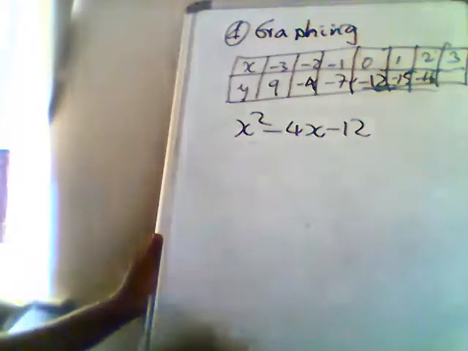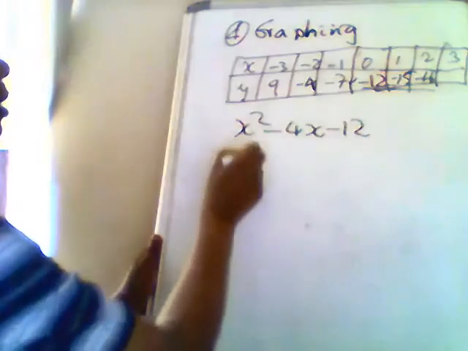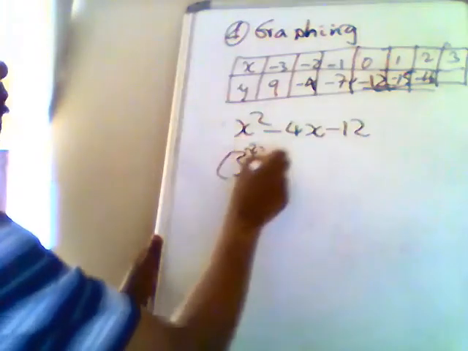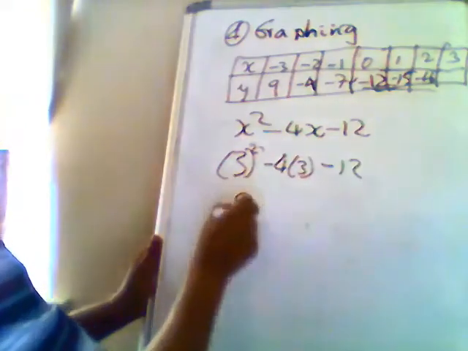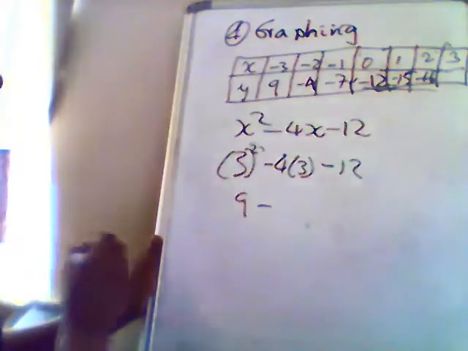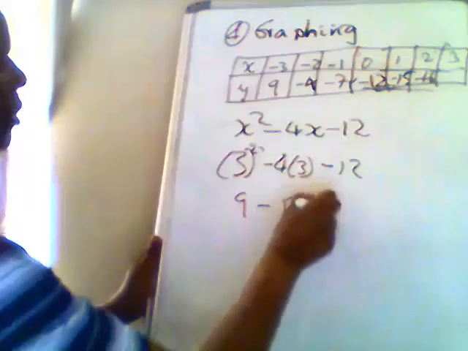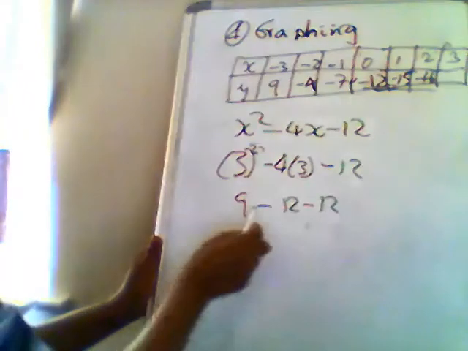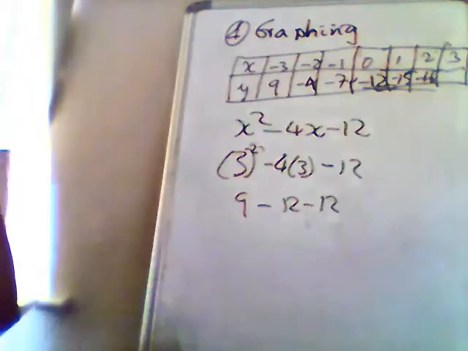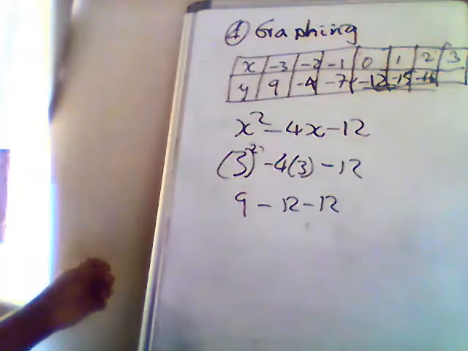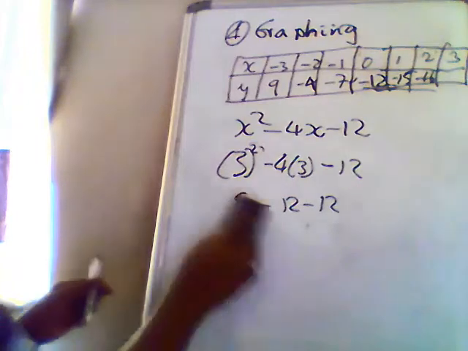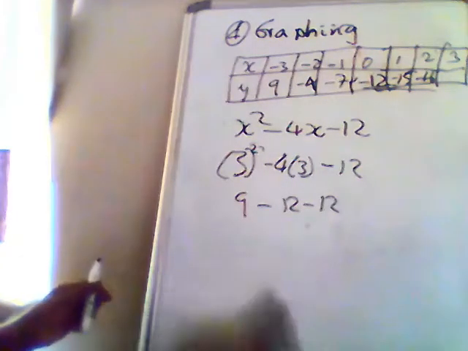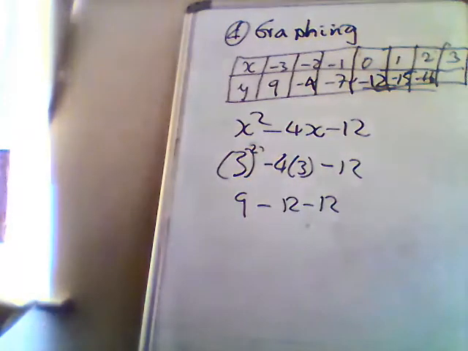Then I have 3, so I'm going to have 3 squared, minus 4 times 3, minus 12, so I have 9 minus 12 minus 12, that's minus 24 plus 9, which gives me minus 15. So 12 plus 12 is 24, 24 take away 9.